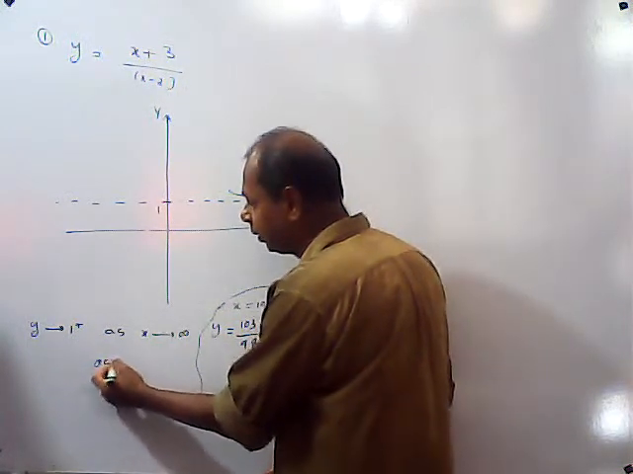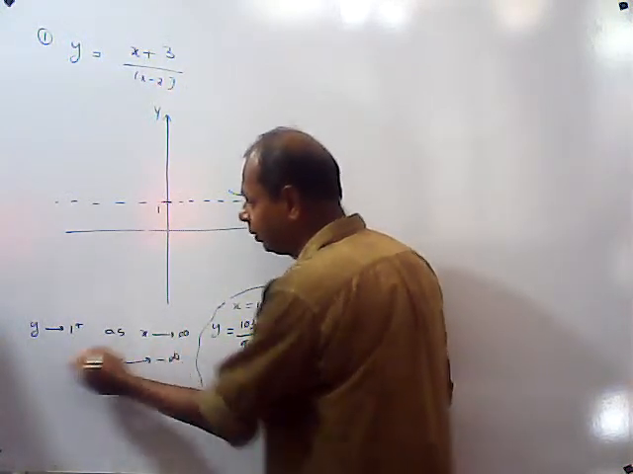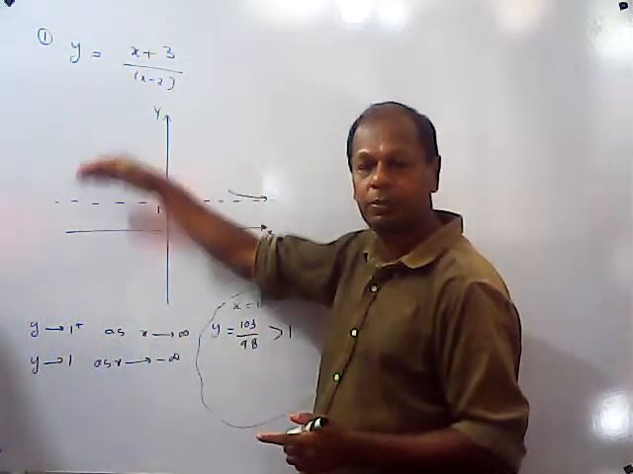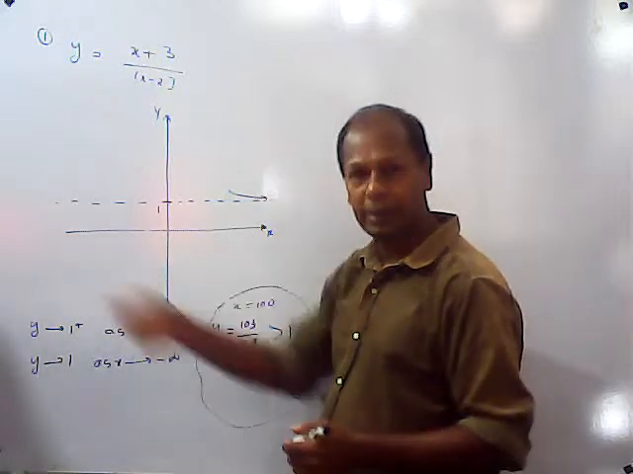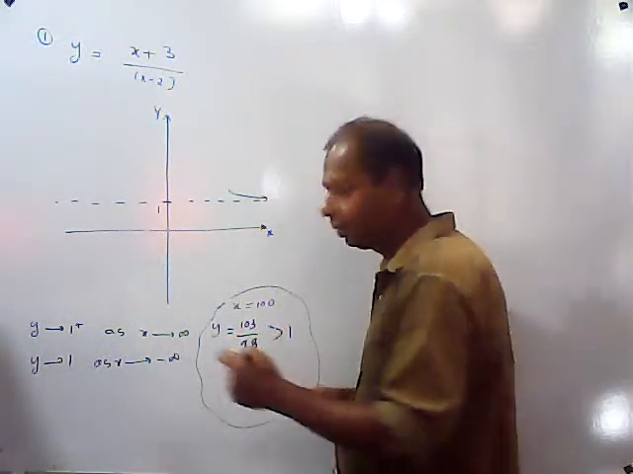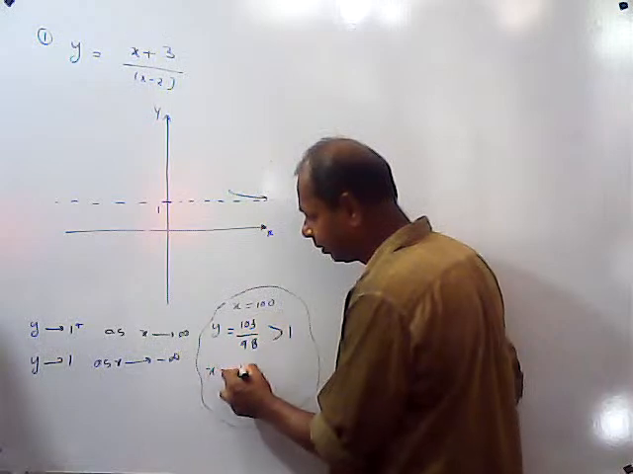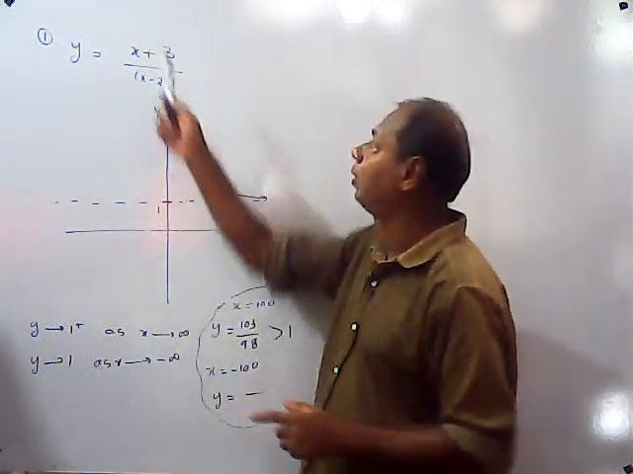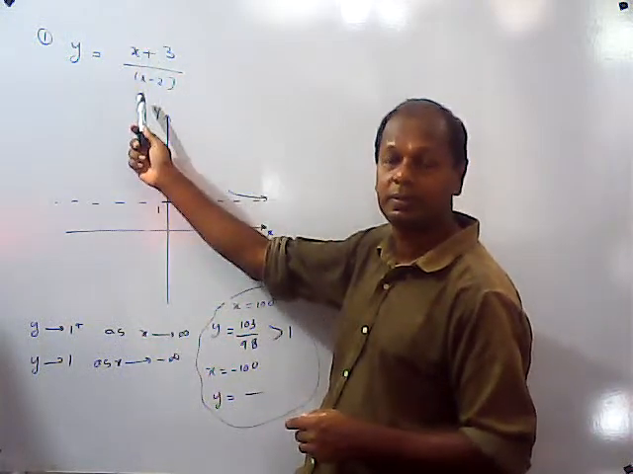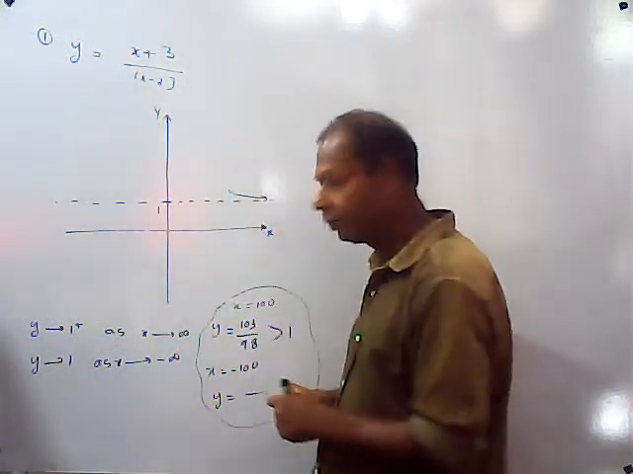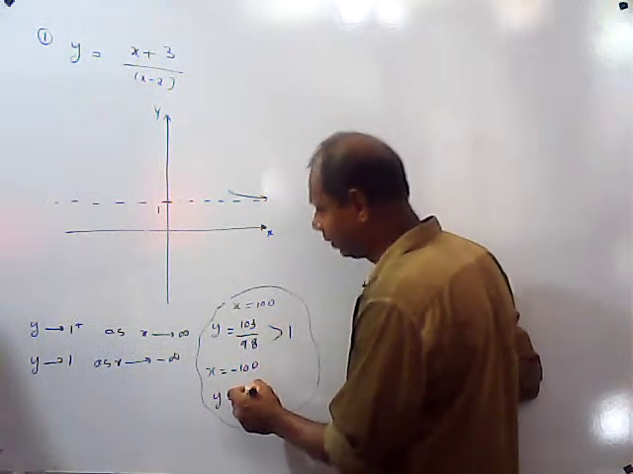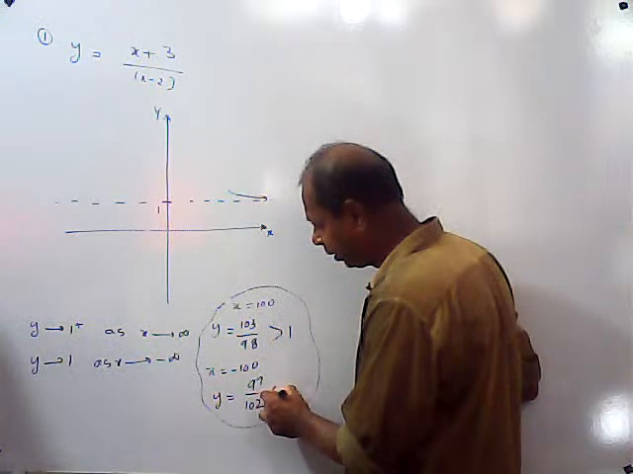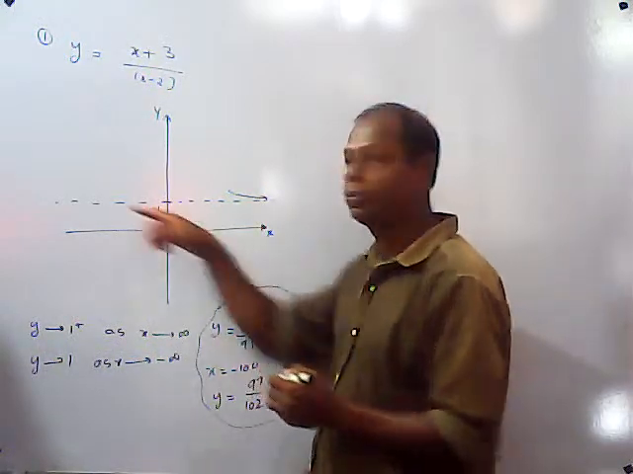Then as x goes to negative infinity, still y will go to 1. To check whether going from above or below, we apply a big negative value, something like x equals minus 100. So that will give minus 97 over minus 102. Minus will cancel. Then 97 over 102 will be less than 1. So it will go to 1 from below.